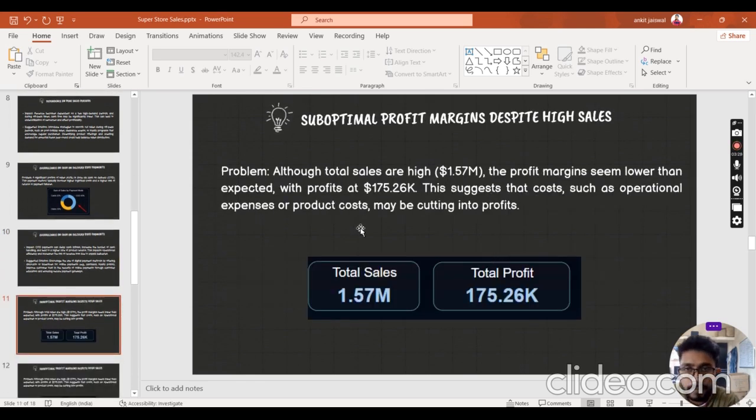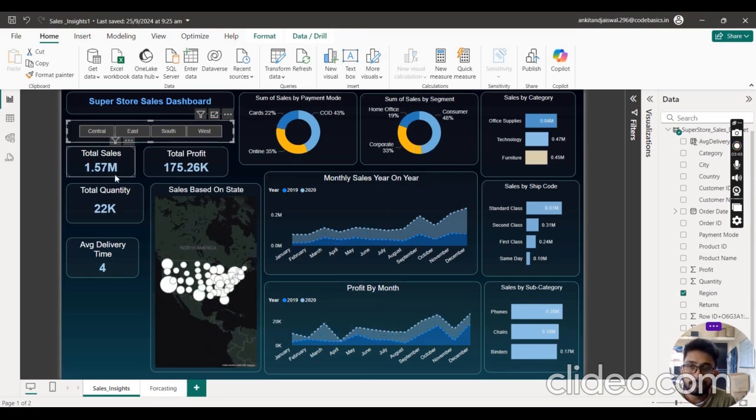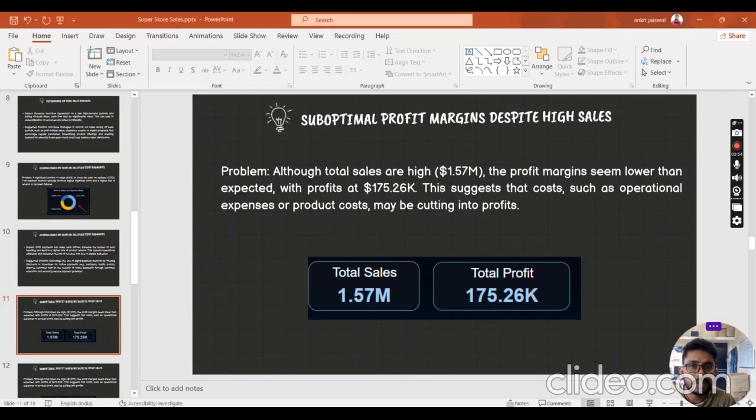Now the next problem insight that I drew from my dashboard is the subpar profit margin despite high sales. Yes, as I have discussed, we have high sales. The total sales is something like 1.57 million, but our total profit is very less. Now why is that? What is the solution? So first of all, let's see the problem and the impact, and then we will move towards my solution.